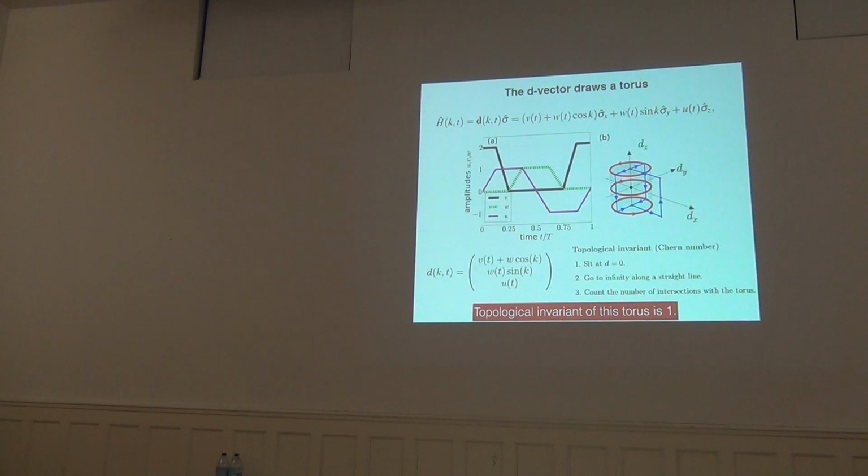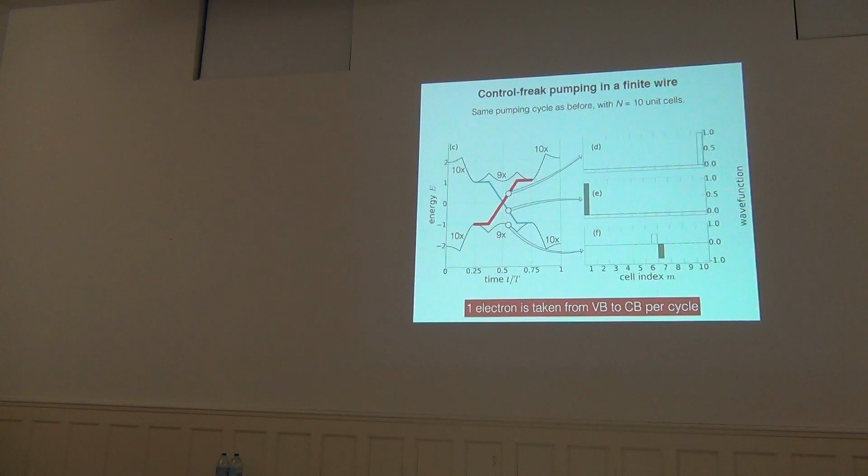But the key point is that for this pumping, the observation is that the topological invariant of this torus is 1. So it's an interesting correspondence, right? Because it pumps 1 charge per cycle, and it has a topological invariant of 1. So again, this is some kind of a correspondence between the bulk and the bulk. This pumping is also an effect in the bulk. Let's see how this turns into a bulk boundary correspondence.